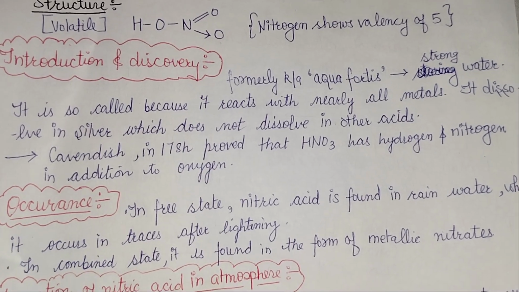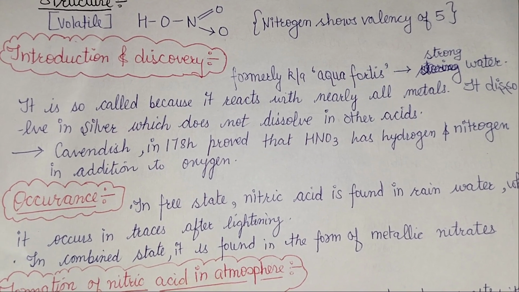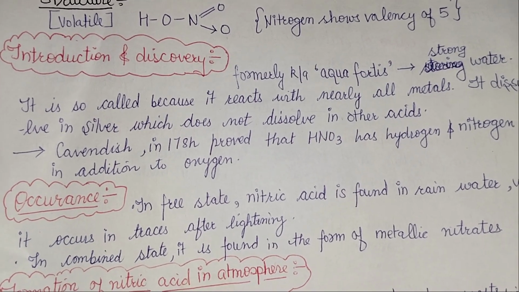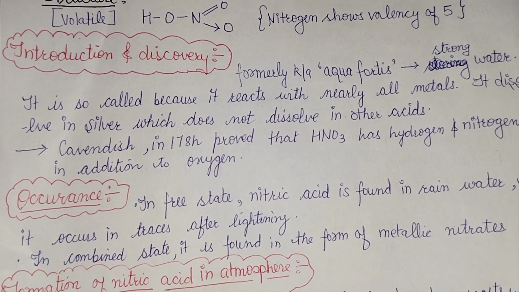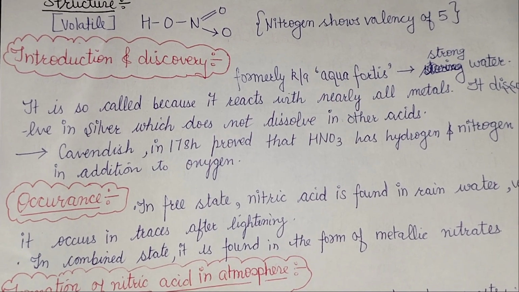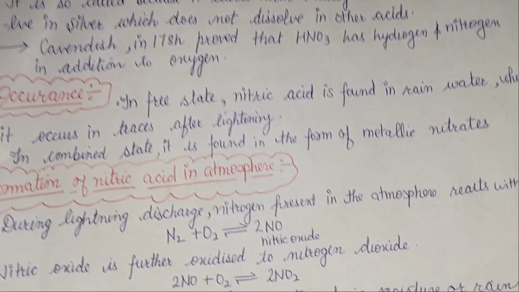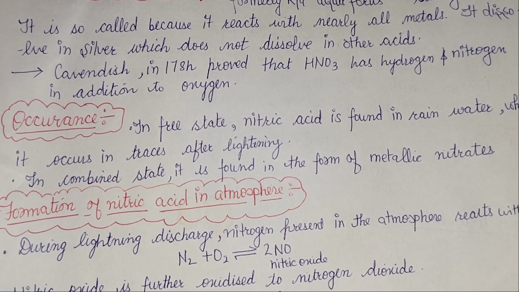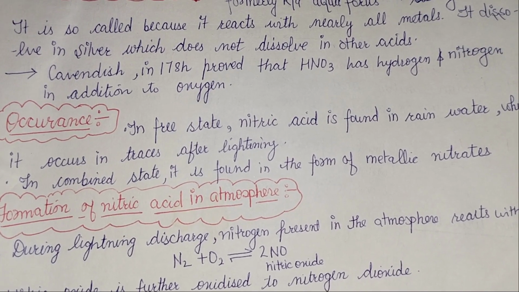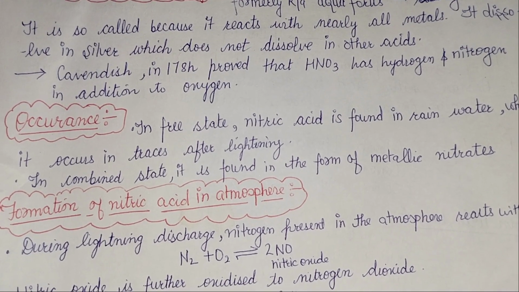It is known as Aqua fortis because it is a strong water or very strong acid. It is so called because it reacts with nearly all metals. It dissolves silver, which does not dissolve in other acids, which simply means it directly dissolves silver. Now come to the next point. Cavendish in 1784 proved that HNO3 has hydrogen and nitrogen as well as oxygen.